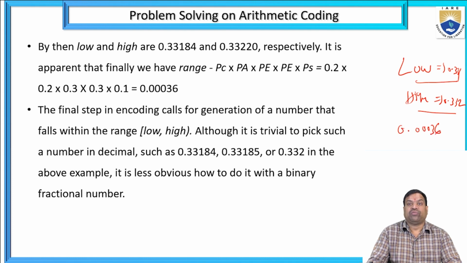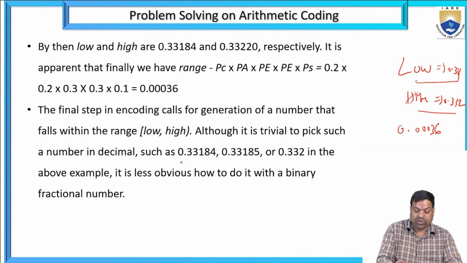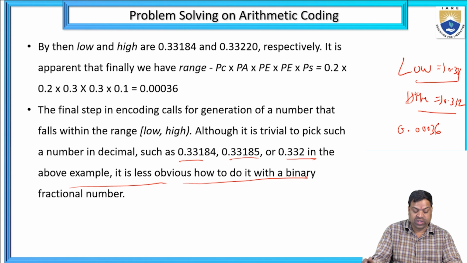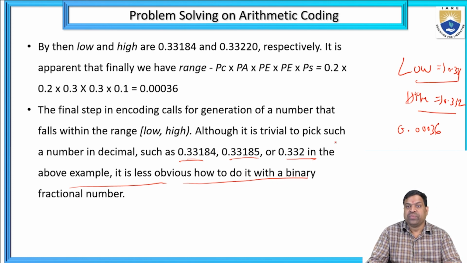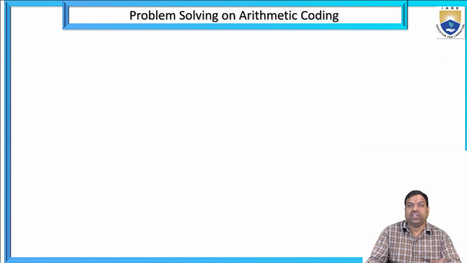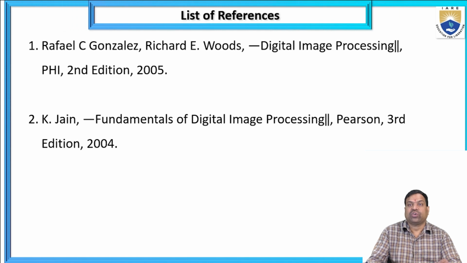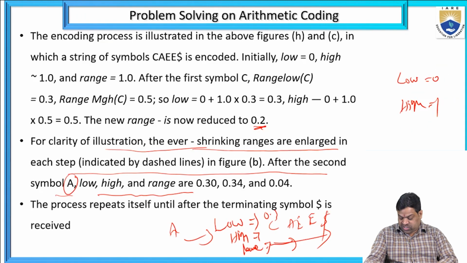0.00036. The final step of encoding is generating a number within the range from low to high, and the values are from 0.3318485 in the above example. It is less obvious how to do this with binary fractional numbers. Nearby fractional numbers are 0.33184, 0.33185, 0.332. So the values increase partially with the probability. These are the references.